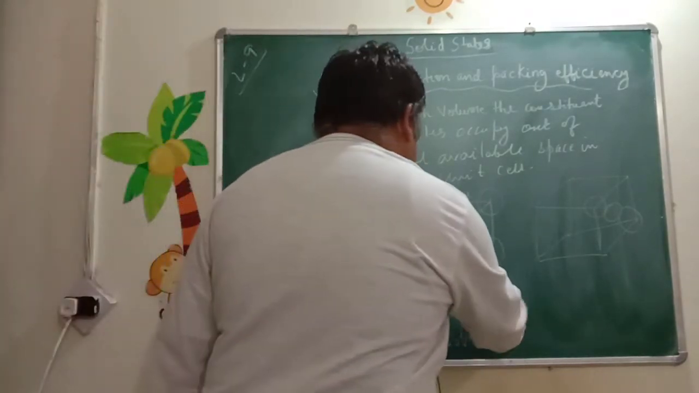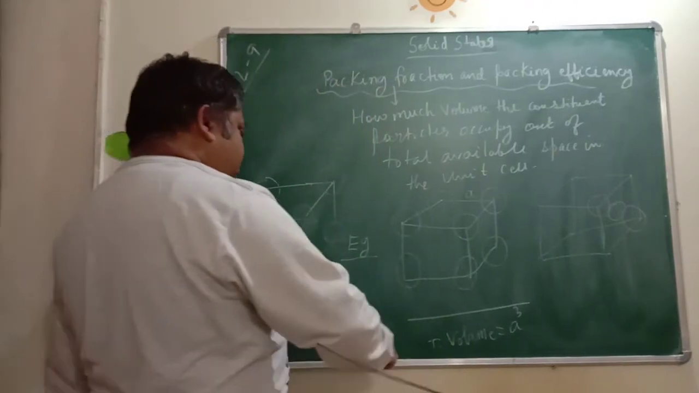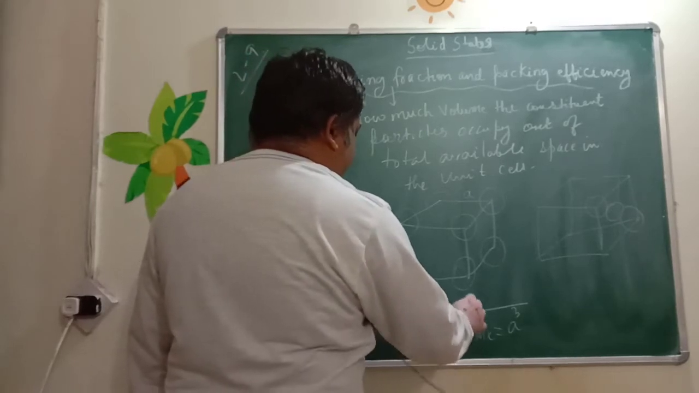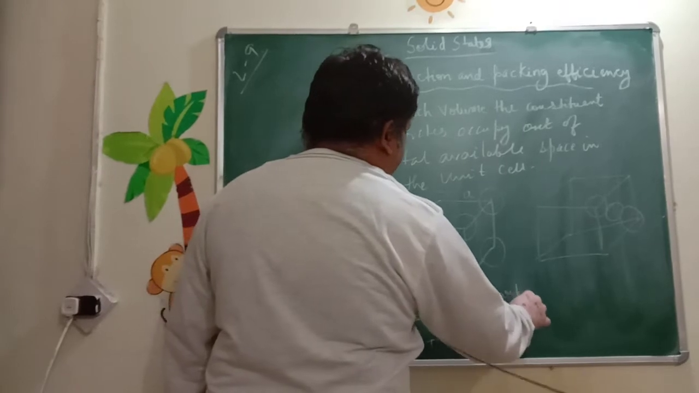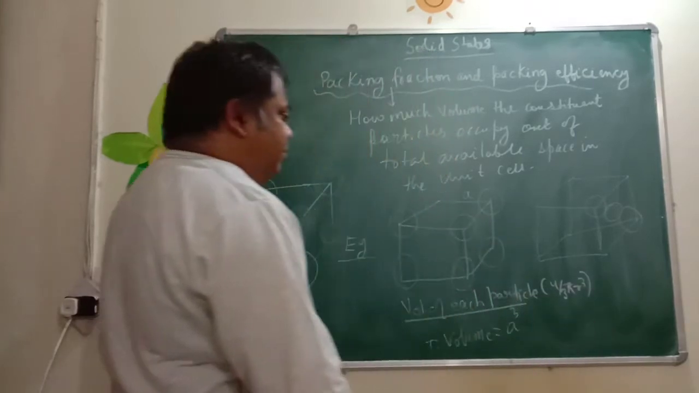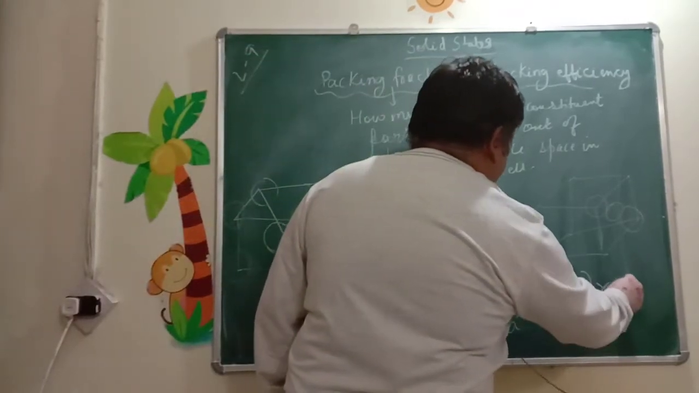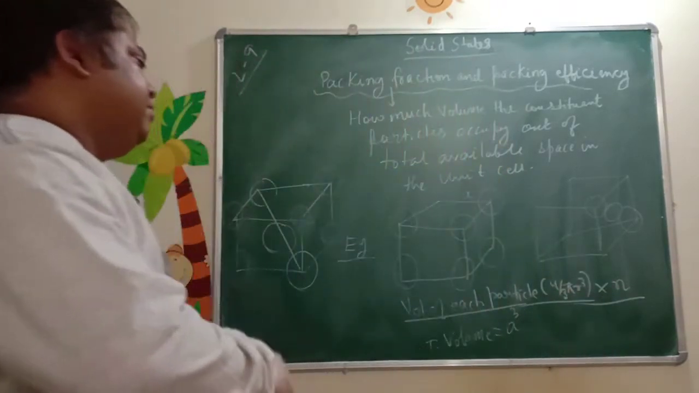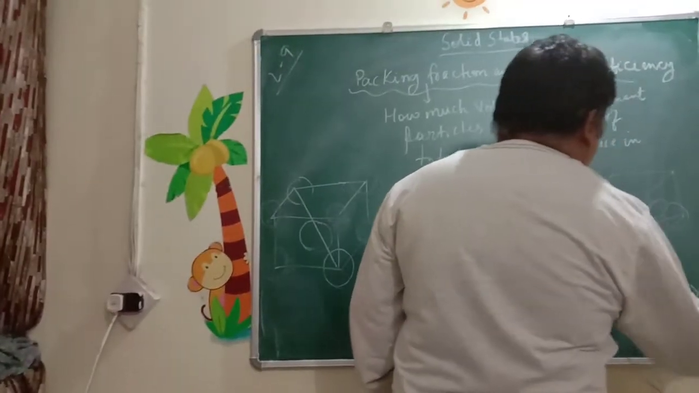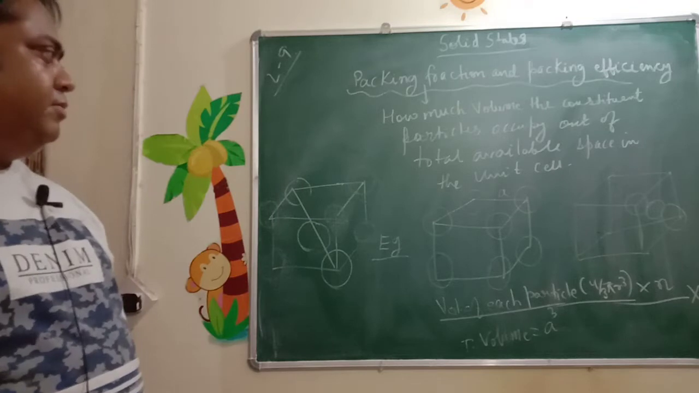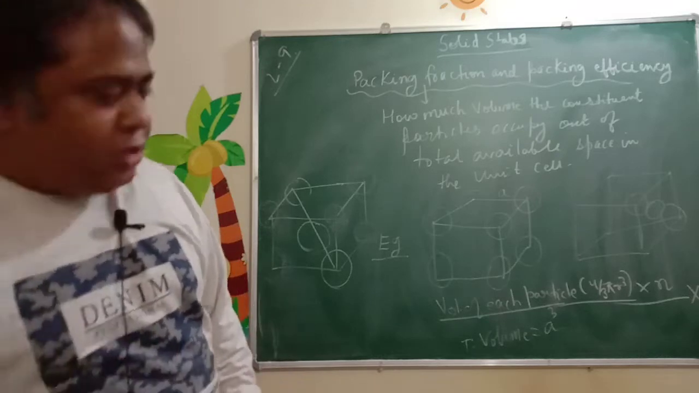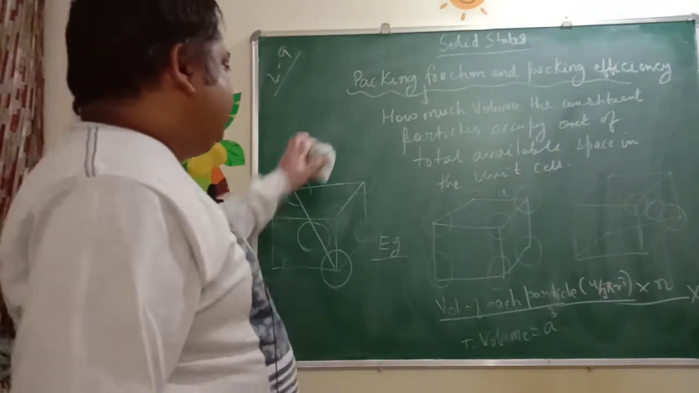So if the total volume is this much, then how much volume is occupied by the total number of particles? That is the volume of each particle, 4 by 3 pi r cube, where r is the radius of each particle, multiplied by the number of particles. This will give us the packing fraction, and when we multiply it by 100, we will get the packing efficiency. One by one we will see. First of all, we will find the packing fraction and packing efficiency of the simple cubic structure.